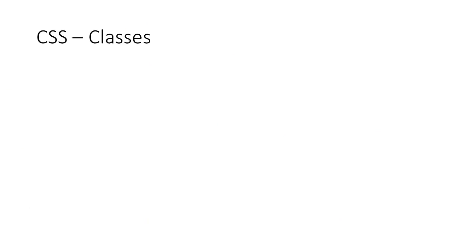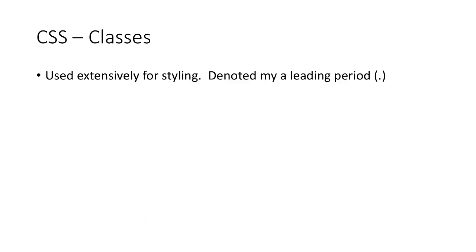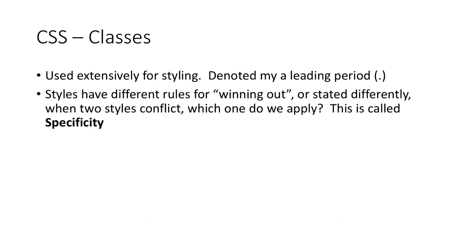So anyway, CSS classes are used extensively for styling. They're denoted by a leading period. And like I was just talking about before, styles have different rules for winning out, or when two style rules conflict, which one gets applied. This is what's called specificity, and it's actually based on a point system, believe it or not.